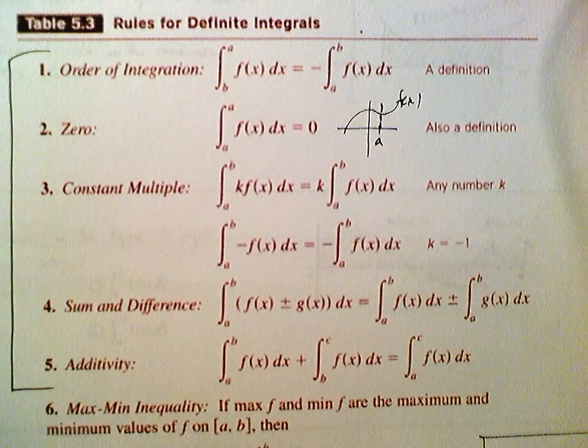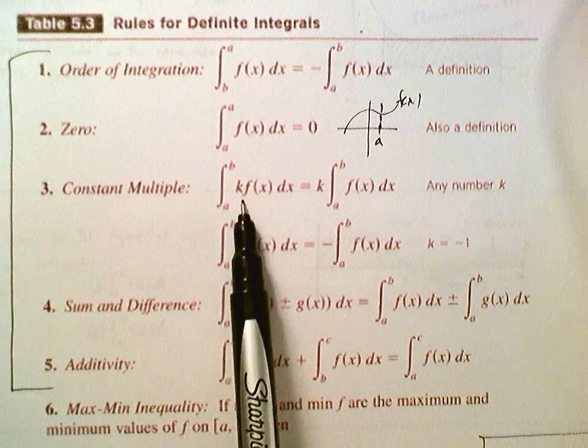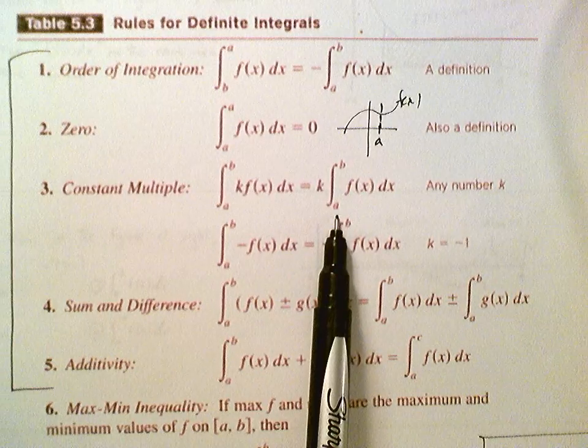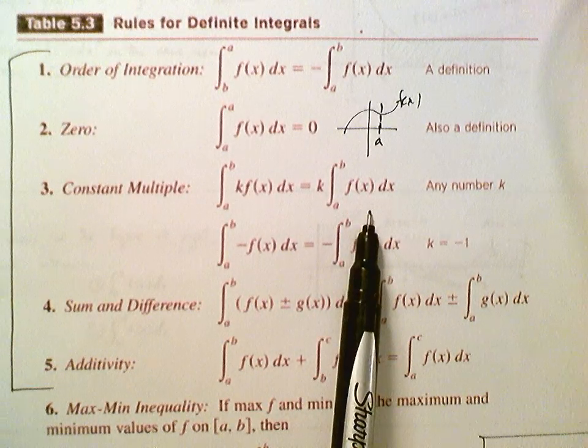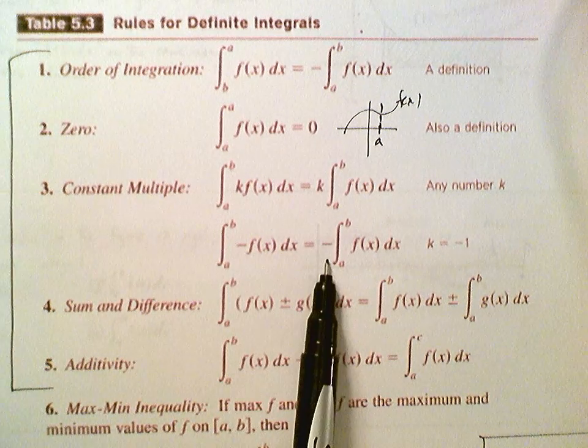There's the constant multiple rule. This is a nice one. It says that the integral from a to b of k times f of x is equal to k times the integral from a to b of f of x. So you can pull a constant multiple out front. You can pull a negative out front.